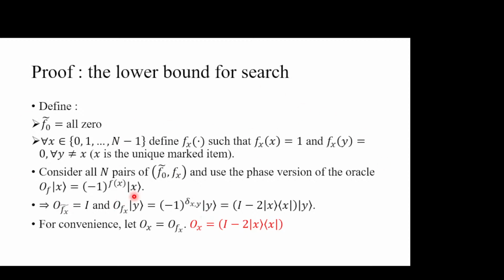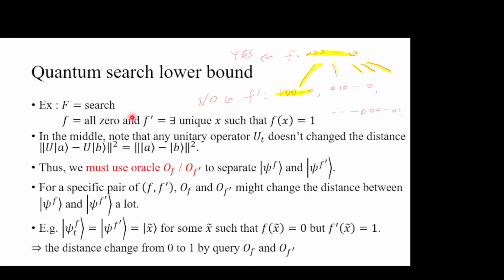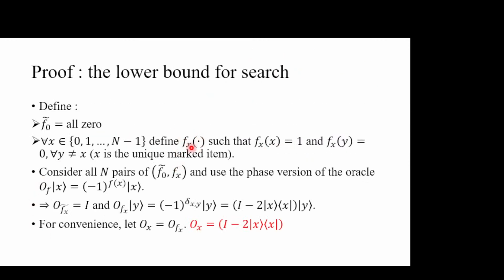Now we give a bit more notation for our f and f prime. f is the yes input, and as we said for the search problem, the only yes input is the all-zero string. We call this f0 tilde, the f such that f of x equals 0 for all x. Then we need to define the other f. We want this f prime such that it has a unique marked item, and we index it by x.